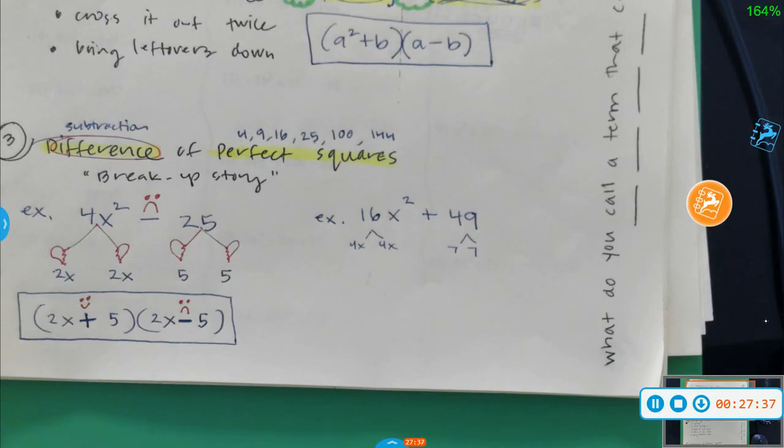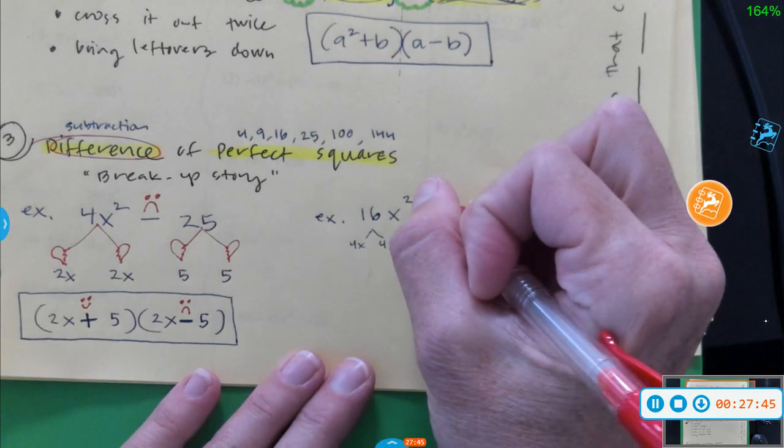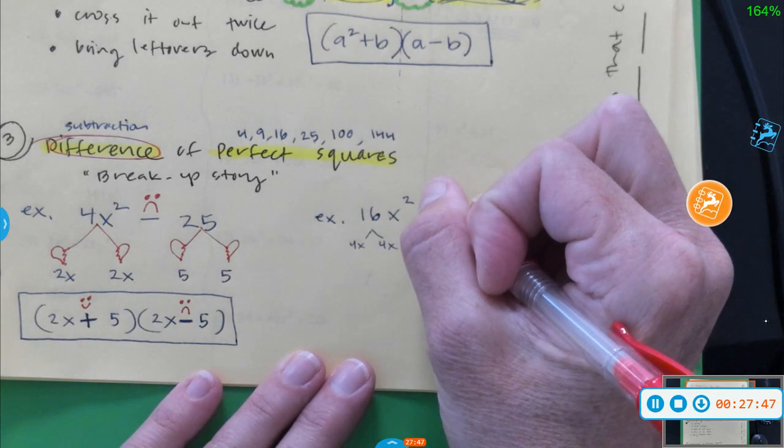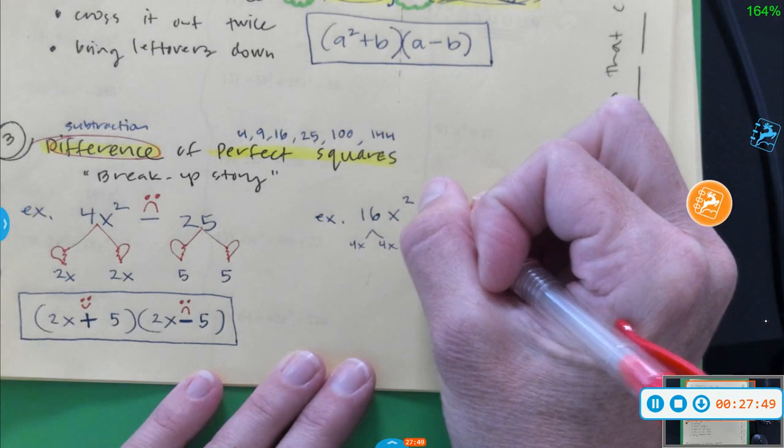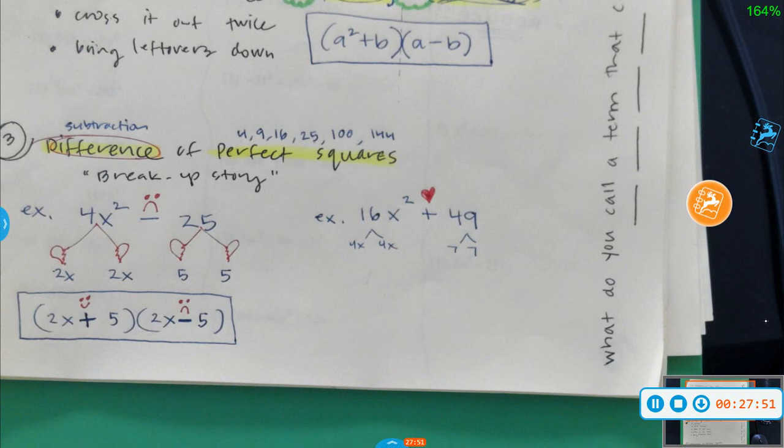This is called the difference of perfect squares. Are these people having differences? No. Robert's shaking his head no. These people are happy. They're not having any differences. Everything is going beautiful for them. They are not going to break up.